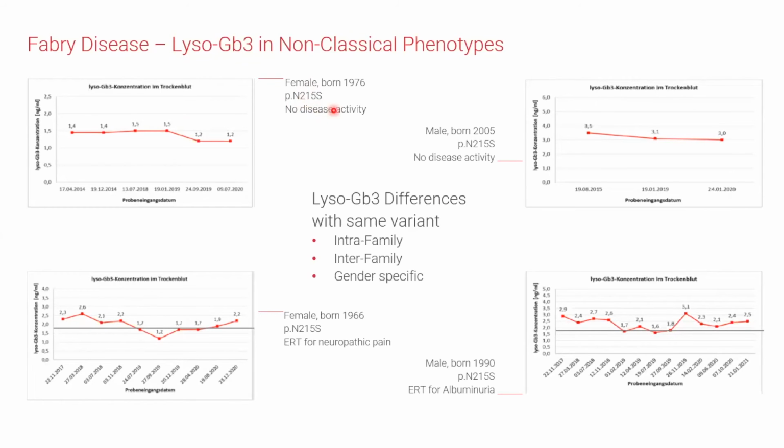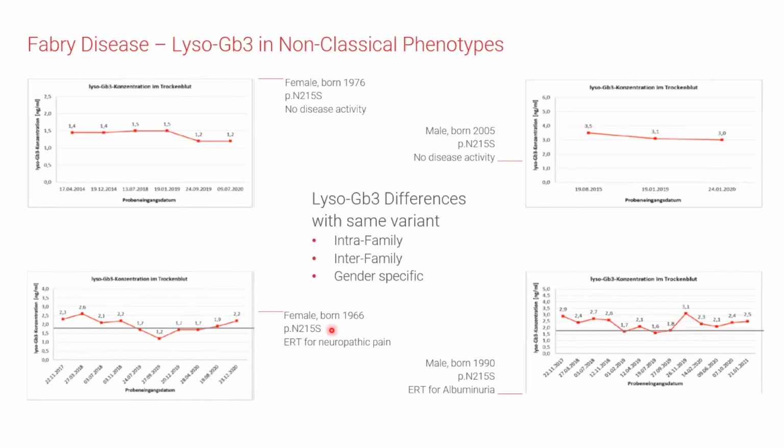All four of them got the same variant, a late-onset, not purely but almost exclusively cardiac variant, the 215M2S. The female born 1976 with this variant has no disease activity at all, no pathologically increased lyso-Gb3. The son, born 2005, has no disease activity, but he is male, and already has a slightly increased lyso-Gb3 value.